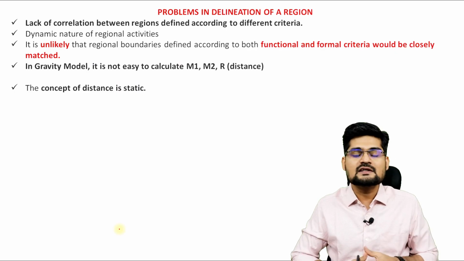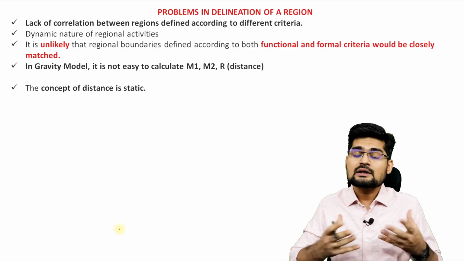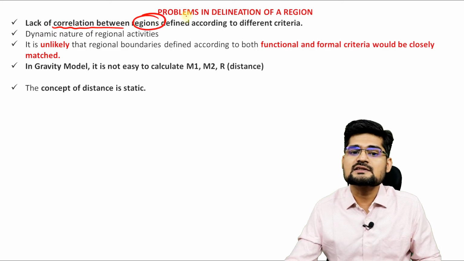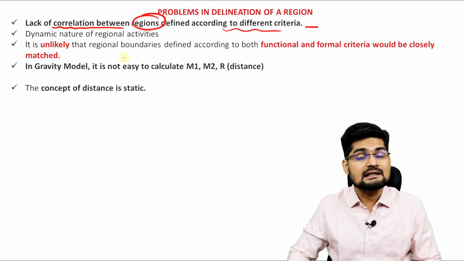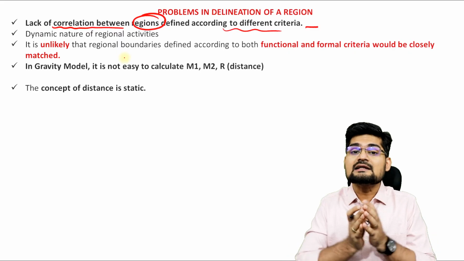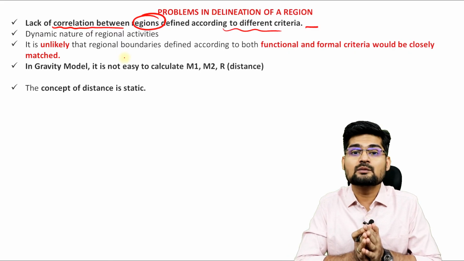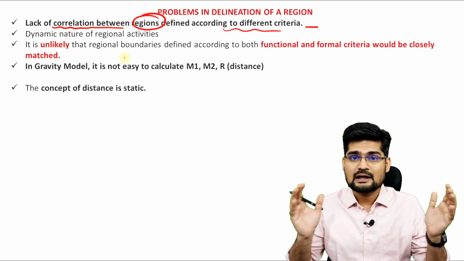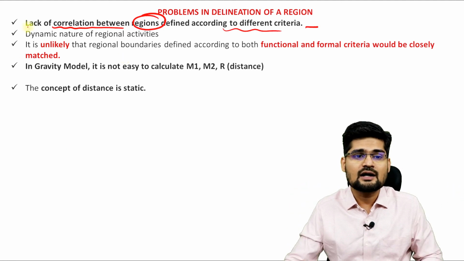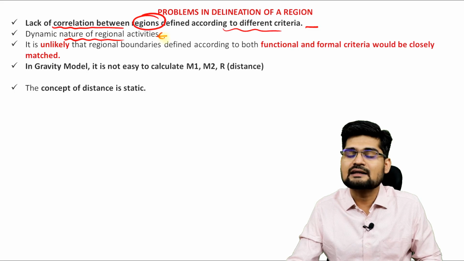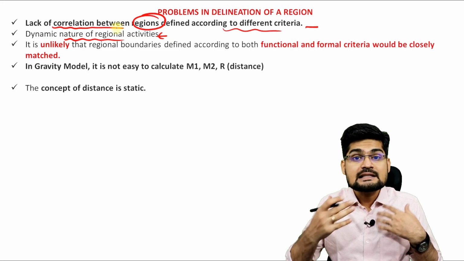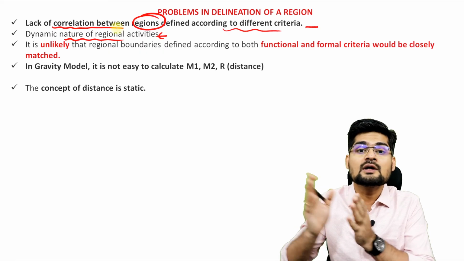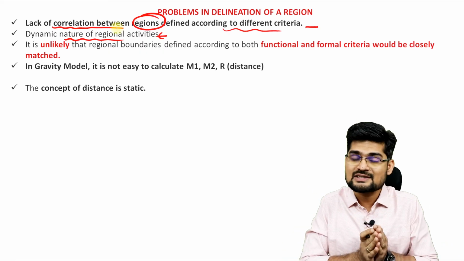Now what you observe is the problems. What are the problems in delineation? Remember, lack of correlation between regions defined according to different criteria is the problem, because when there is no coherence in definitions, it means it can be different for different cases. So then it is a problem to actually make it a coherent point. Then what you have is the dynamic nature of regional activities. It means it's ever changing. So to meet that criteria, you have to also make a dynamic basis for regionalization.